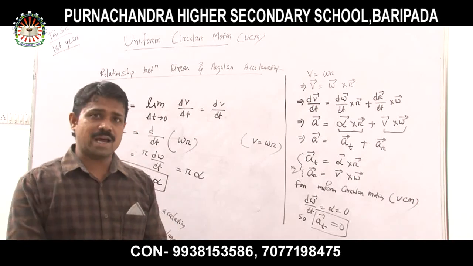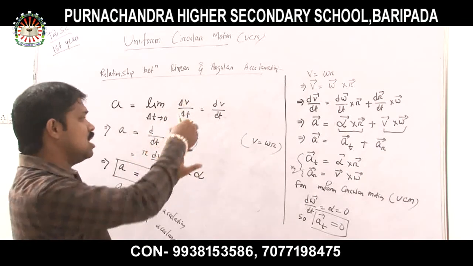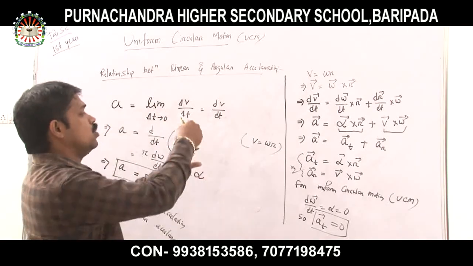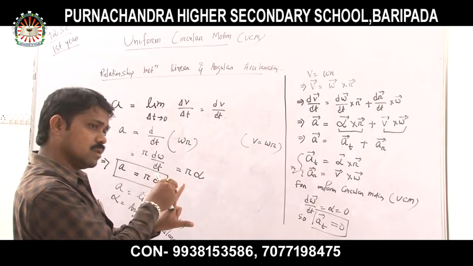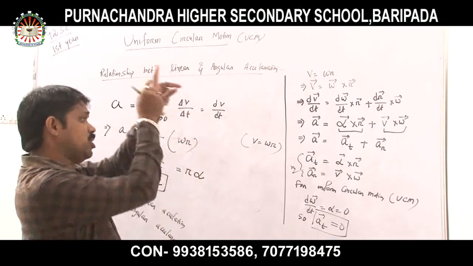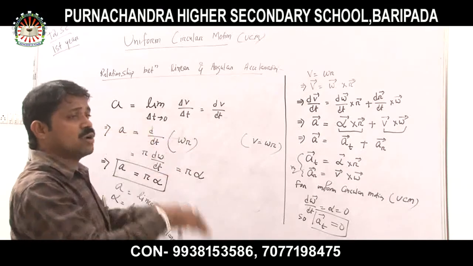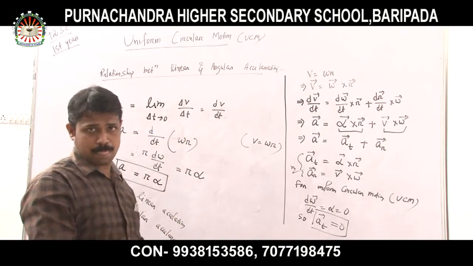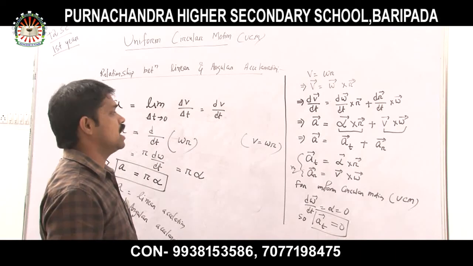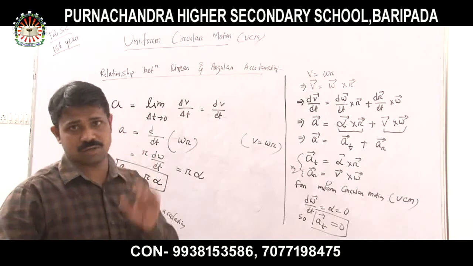Clear, all of you? Listen very carefully. There are two types: one is the tangential component of acceleration, or tangential acceleration, another one is radial acceleration. For uniform circular motion, we require radial acceleration, because the acceleration must always be directed towards the center along the radius. Understood, all of you? These are the main important things you have to remember for a uniform circular motion.